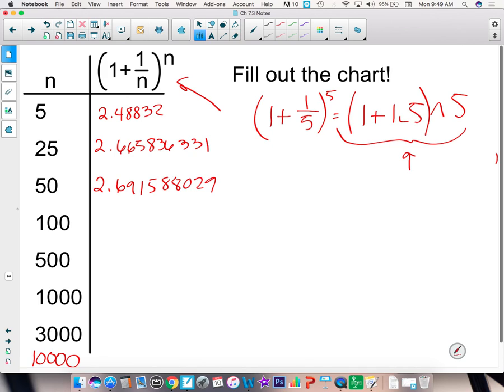I'll tell you where the e button is on your calculator, that way we can actually use that. You can see our decimals are starting to go up here. Now 500: 2.715568521. Now we're going to use 1,000.